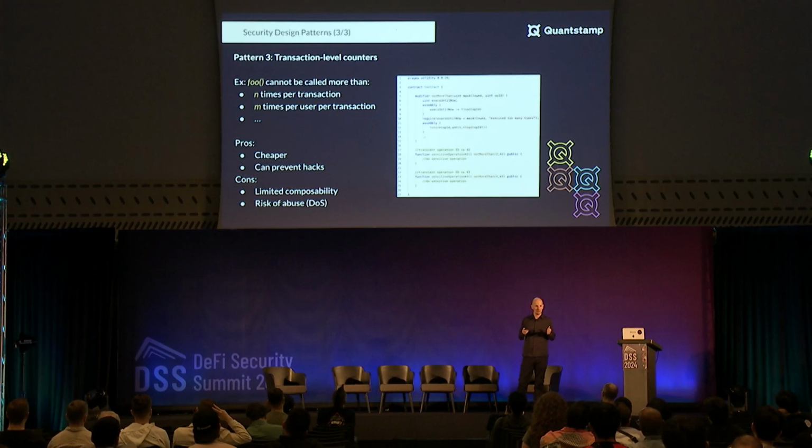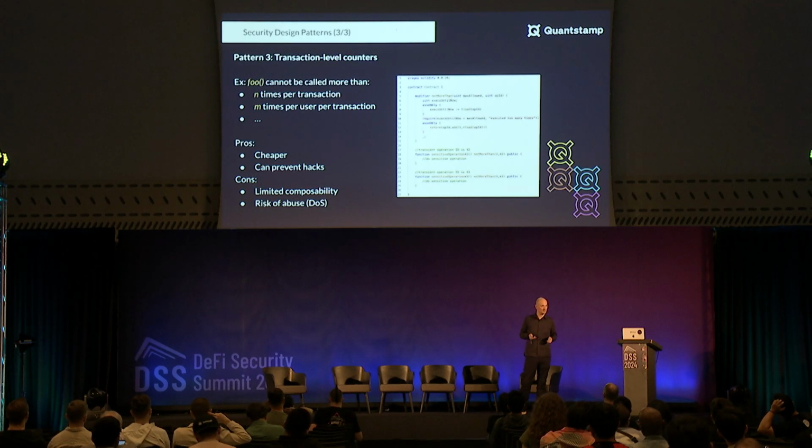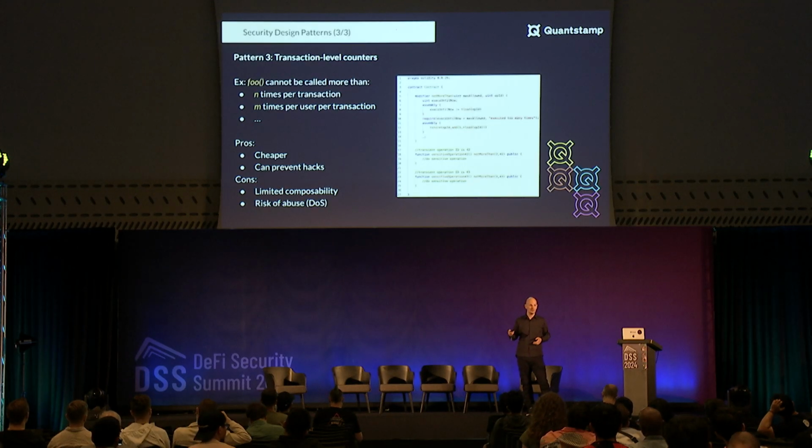And the last pattern I will present you today is transaction level counters. So with this, you are able to make sure that a function cannot be called more than n times per transaction, or m times per transaction per user, or any more complex logic. The advantage is that it's cheaper than using persistent storage, and also it can prevent some hacks. For instance, if a mint function is used in the same transaction as a redeem function in a repeated amount of time.